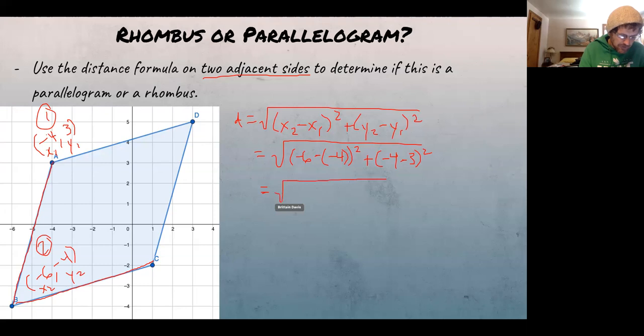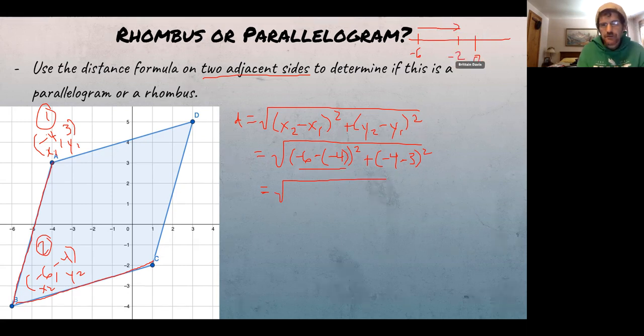-6 minus -4. This looks complicated. Sometimes it helps to think about this visually. So if here's 0, and I've got -6 down here, minus a -4 is the same as +4. So that means I'm going to move 4 in the positive direction, which takes me up to -2. So if you like to think about it visually, then that's maybe what you can do there. So this is -2 squared plus -4 minus 3 is -7 squared.